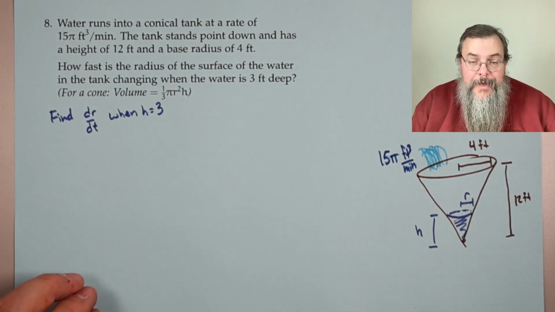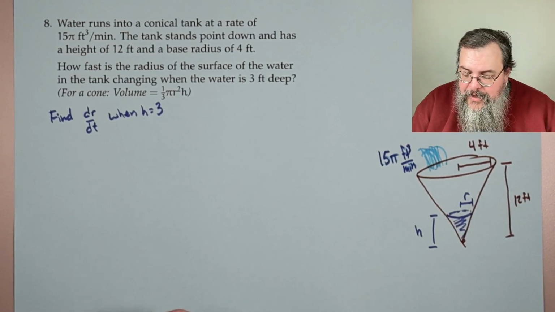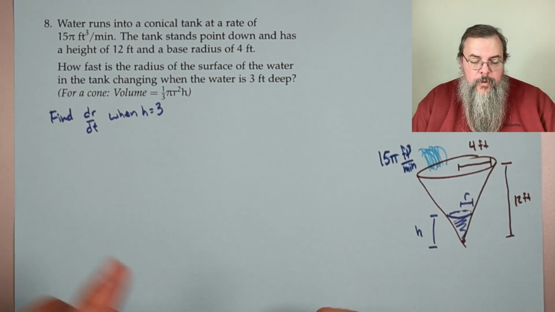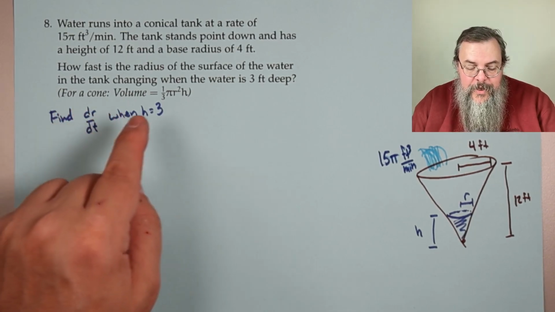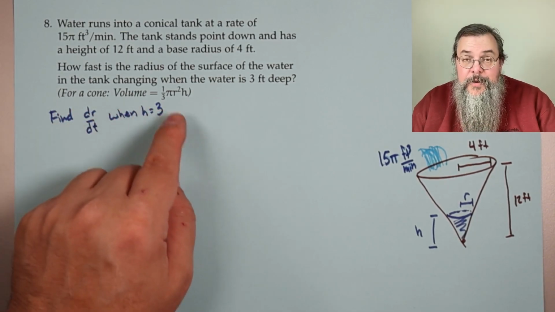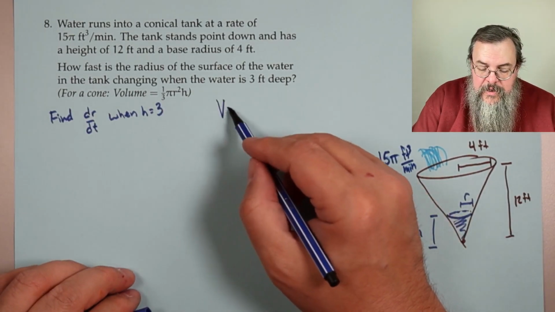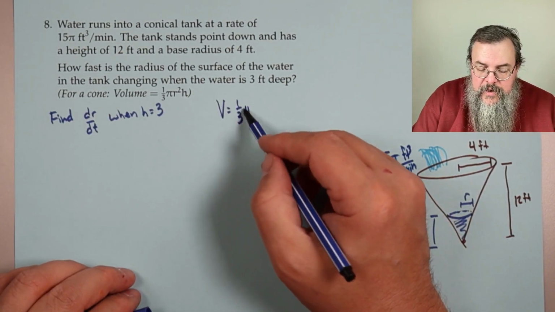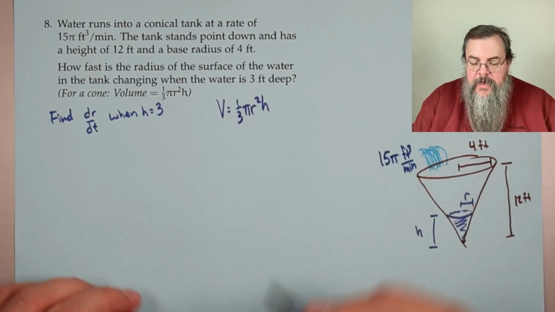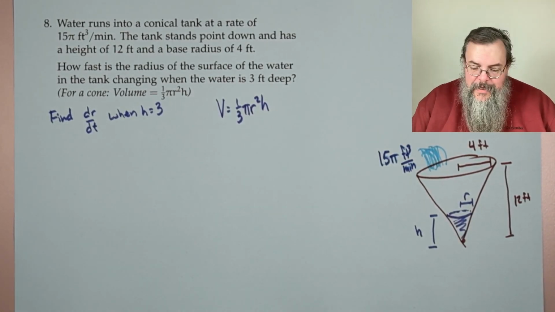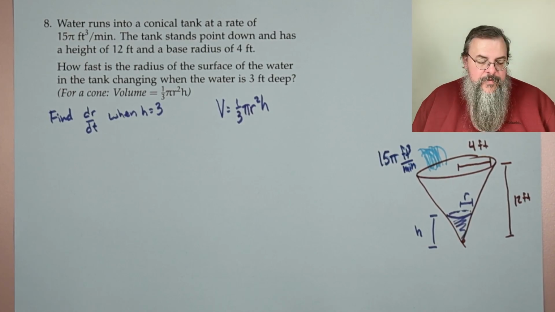Well, this will be interesting. We've got to start thinking about how to put this all together. Some good news here: we do have a formula. For a cone, volume is 1/3 pi r squared h. So we'll write that down, and we're going to start thinking about what's going on. Where to begin? What a lovely problem.